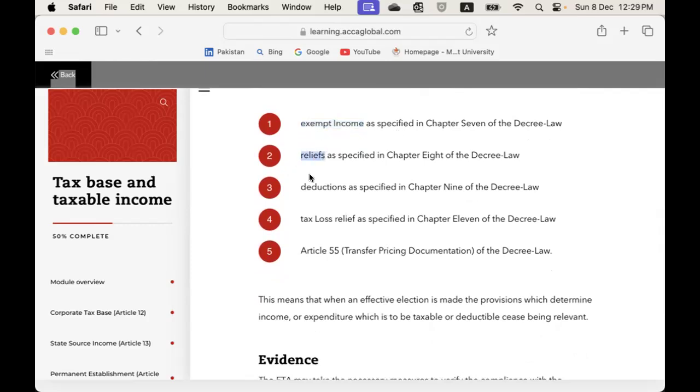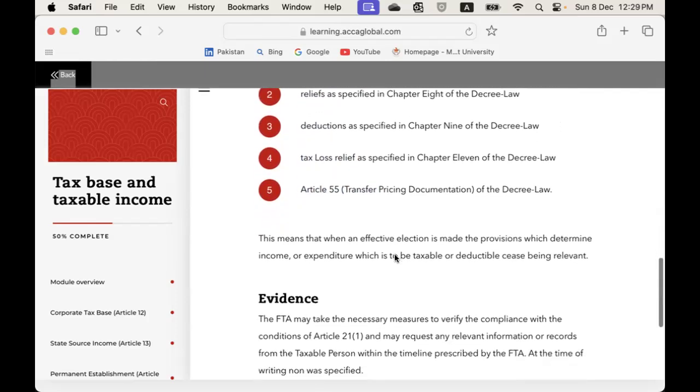Reliefs will not be considered. No deductions will be considered. Tax loss relief, carry forward of tax loss, will not be available. Transfer pricing documentation will also not be available. So in effect, the company will be enjoying the tax holiday.